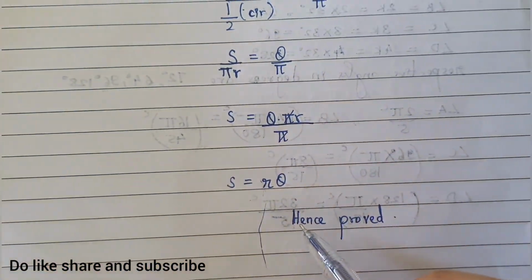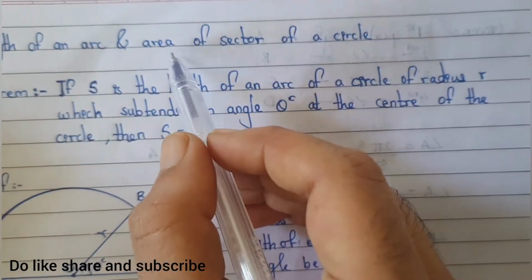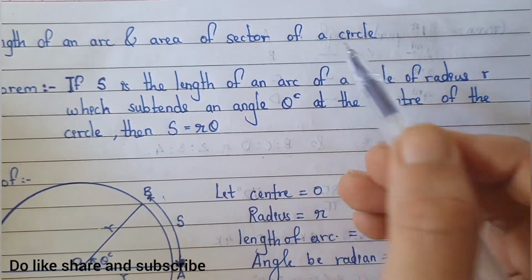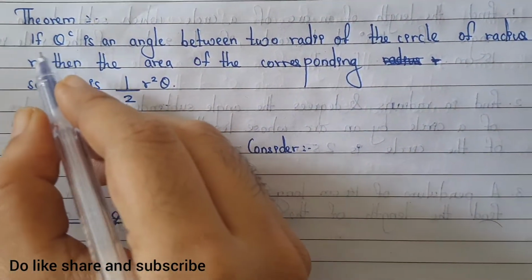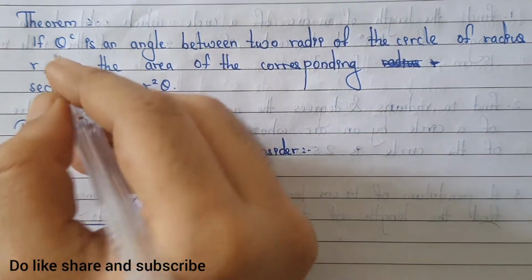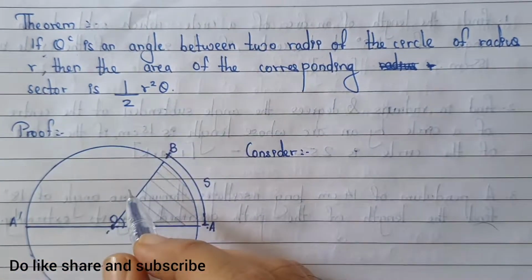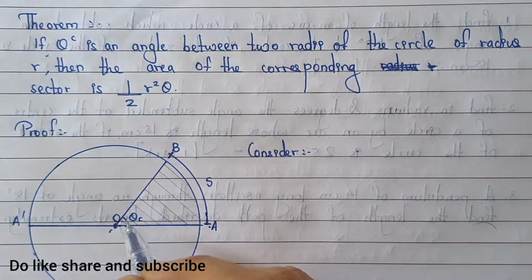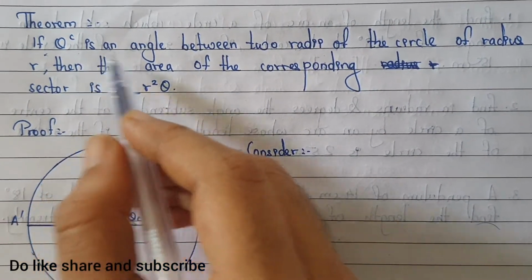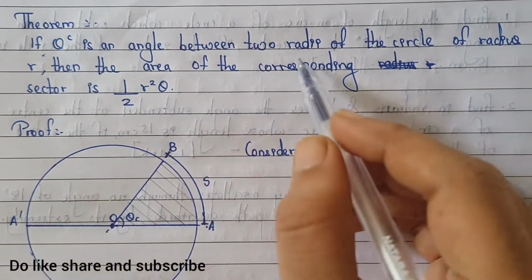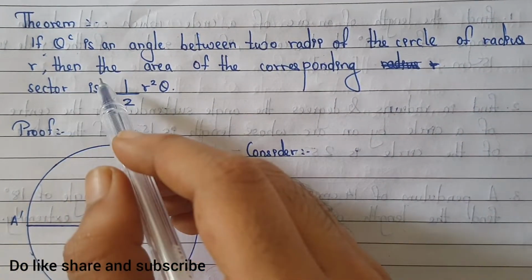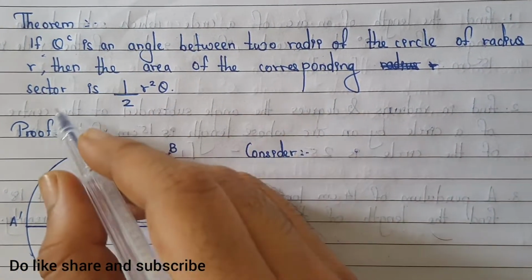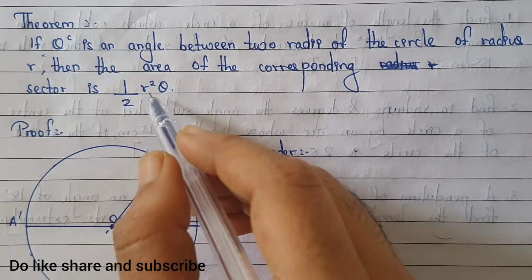Now our second theorem is related to area of the sector of a circle. So we have a second theorem statement related to area of sector. Let me read it out for you. If theta radian is an angle between two radii of the circle of the radius r, then the area of the corresponding sector is half r square theta.